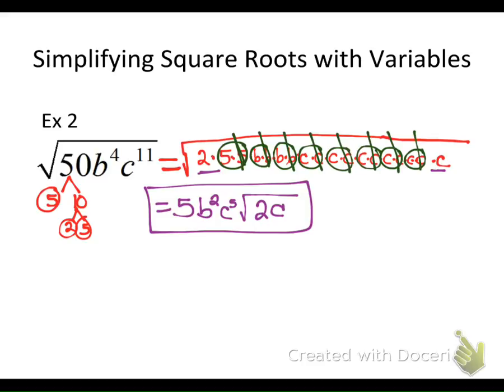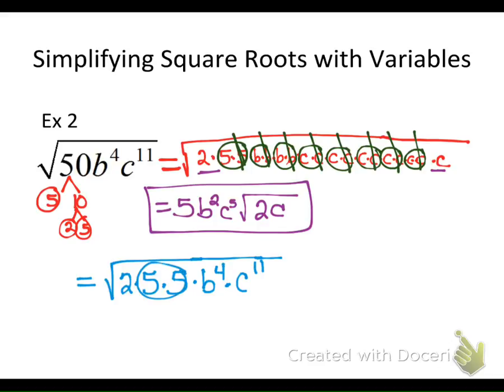So we're still going to factor it out. We're still going to put our equal sign, our square root, and we're going to put our prime numbers under there: 2 times 5 times 5. Now we're going to bring down our variables, b to the 4th power times c to the 11th power. We're just going to write it as that.